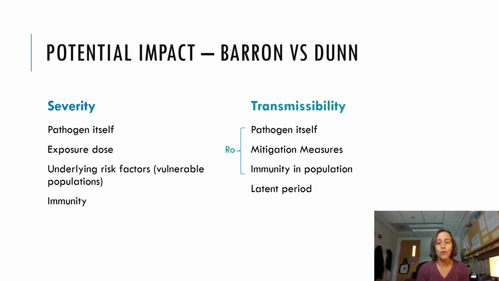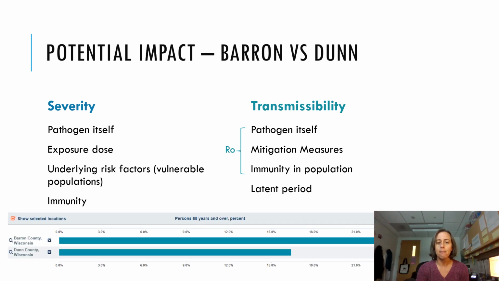And it just so happens that Barron County, oh no, this got cut off. Barron County has a significantly older population than Dunn County. Dunn County has so many young college students, so proportionally there are not as many older people in Dunn County as there are in Barron County. So in fact, in Barron County, about 24% of the population is age 65 and up. So that's almost a full quarter of their population is high risk.